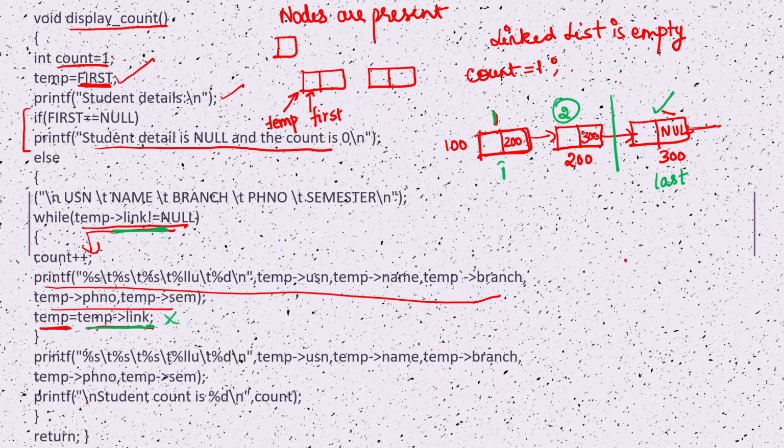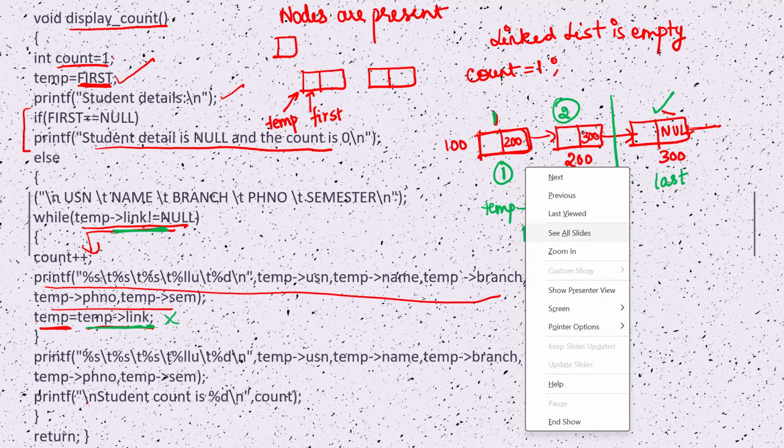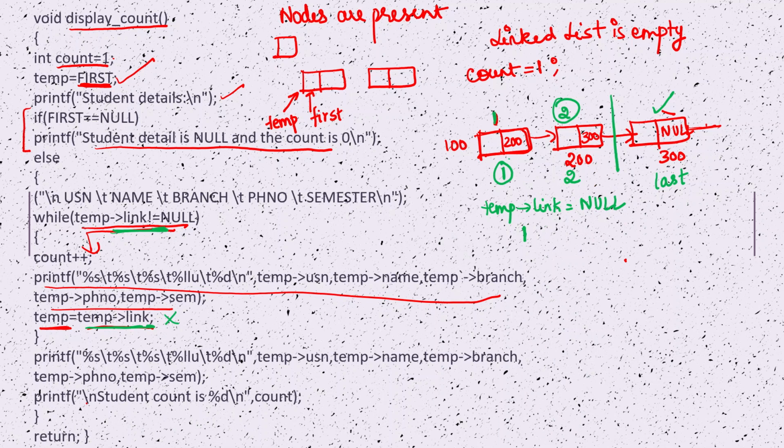Okay, so first will be there, then second will be there. First time when it checks whether temp of link is equal to null, for the first node it is not equal to null. So it will count, okay, 1. Then because of this statement, it will come to this node. Then again, it will check whether it is equal to null. No, so this also will be counted. So count becomes 2. When it comes here, it is null, so it will stop. So we have finished the counting till here.